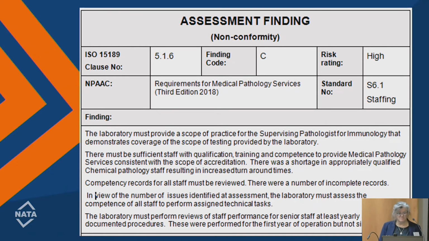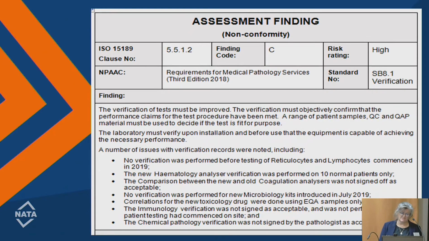Scope of practice. The supervising pathologist for immunology wasn't able to demonstrate scope of practice. So we're getting to some high risk stuff here. There was not sufficient staff with qualified training and competency to manage the lab, to do the testing with the appropriate scope of practice. And the company records have to be reviewed because there were a number that were incomplete. In view of the number of issues, we're getting a bit more serious here. In view of the number of issues that we've identified at assessment, the lab has to do competency for all staff and demonstrate it again for all staff. And there was no staff performance review for the senior staff, which is actually one of the requirements of the supervision document.